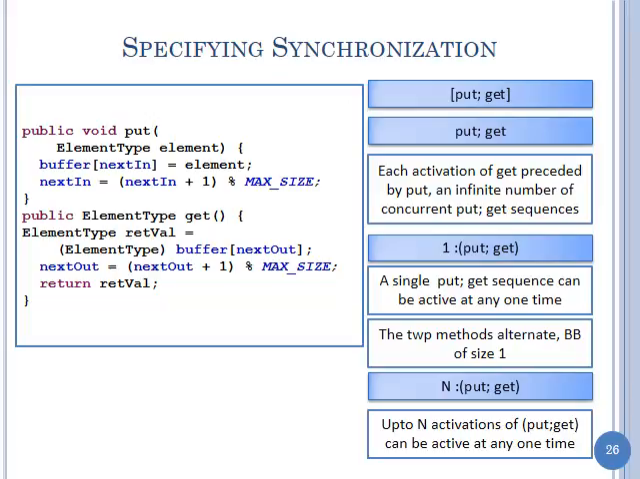Questions? So up to n. Remember, n is not required. It's up to n activations. It's not like a^n b^n in a context-free language. Just use non-atomic operations on shared variables. So you can increment next in before assigning values. So each method is executed atomically.